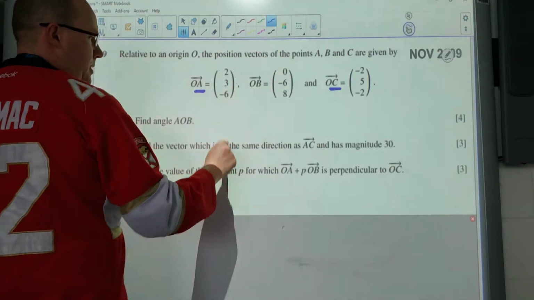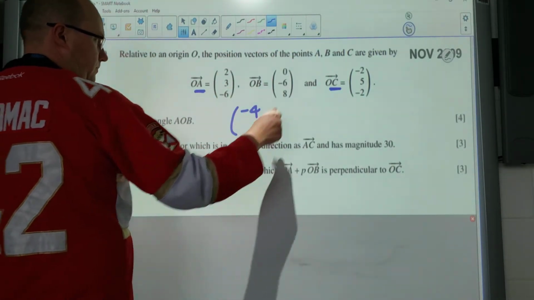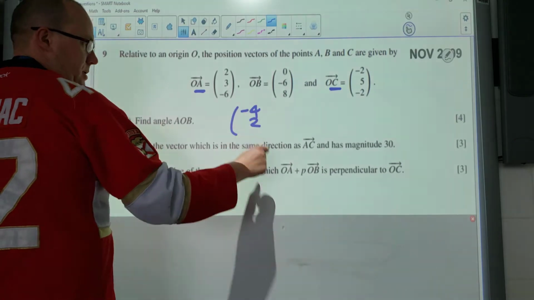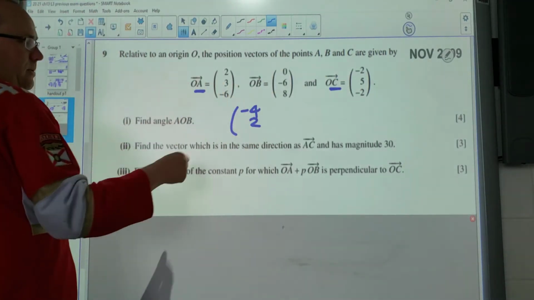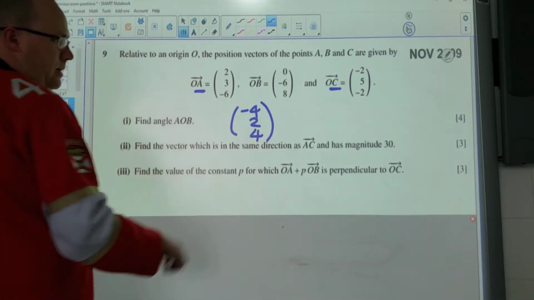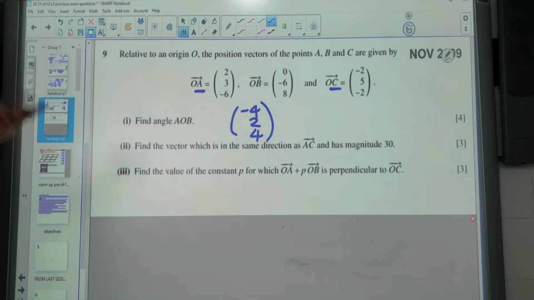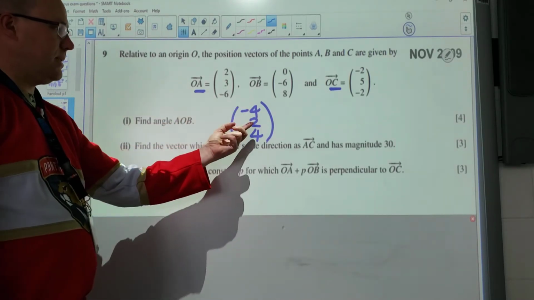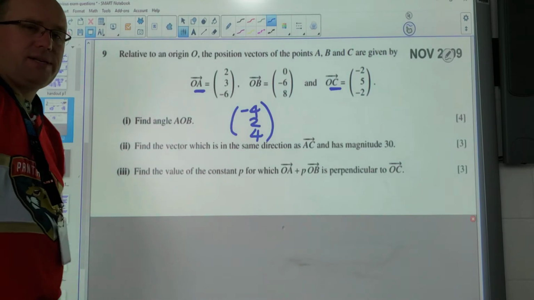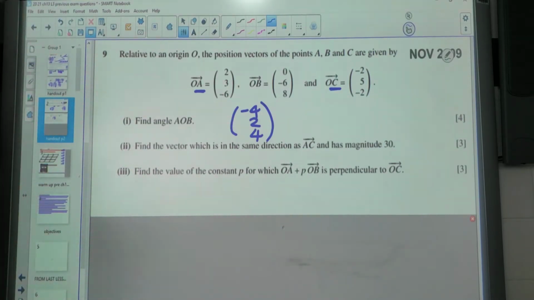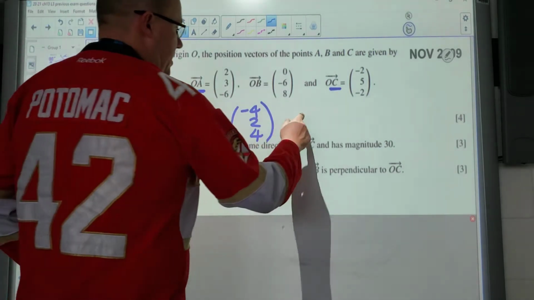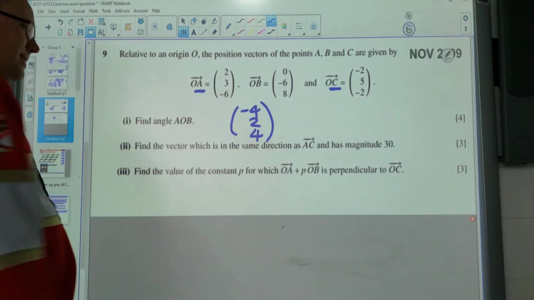So -2 take away 2 is -4. 5 take away 3 is 2. And -2 take away -6 is 4. If I work out the lengths from these, this squared is 16, this squared is 4, this squared is 16. When I add those together, I get 36, and the square root of 36 is 6. So I know this is a length 6.